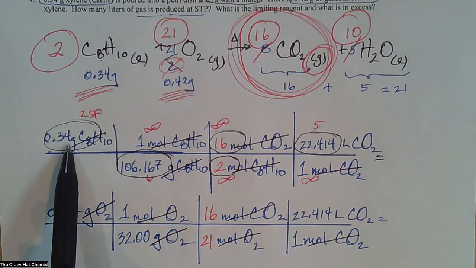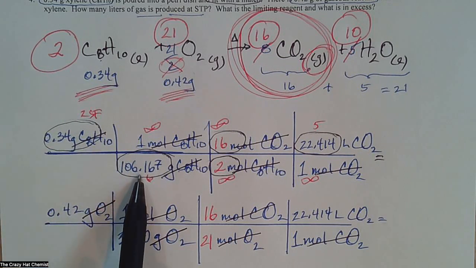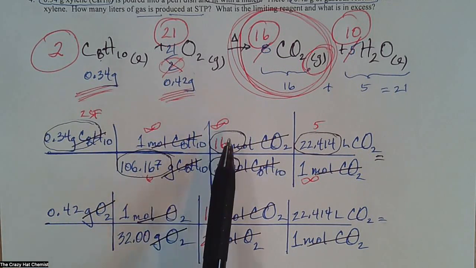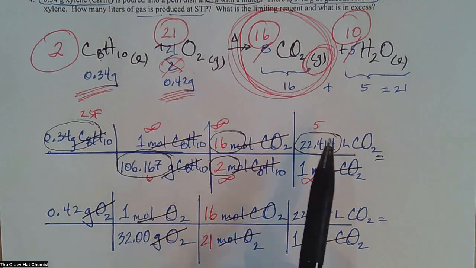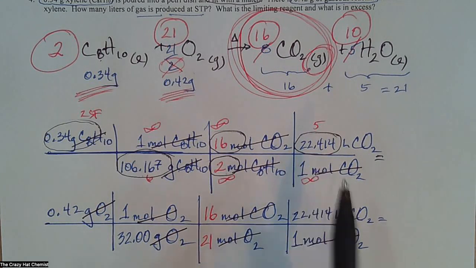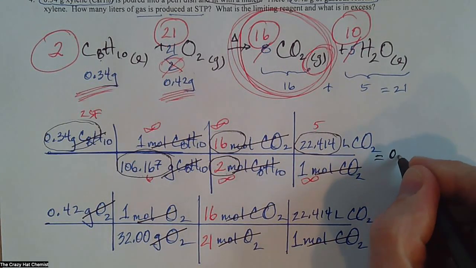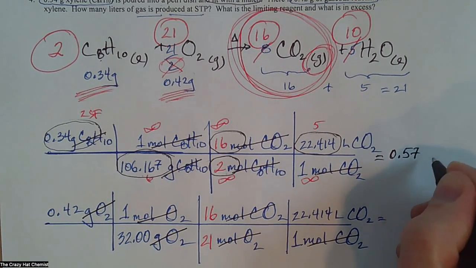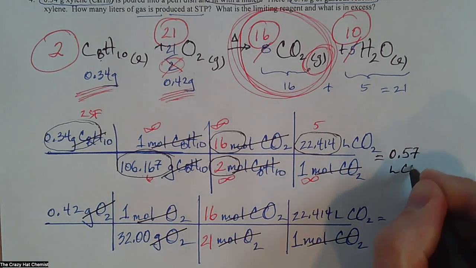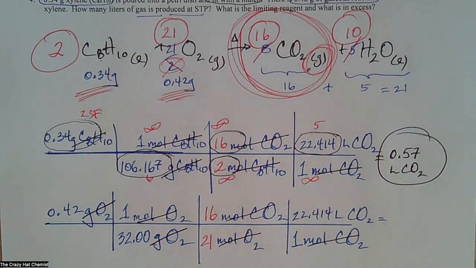And so again, I'm going to take 0.34 divided by 106.167 times 16 divided by 2 times 22.414. And I'm going to get the number 0.57, and that's liters of CO2. And so that's one of my numbers.